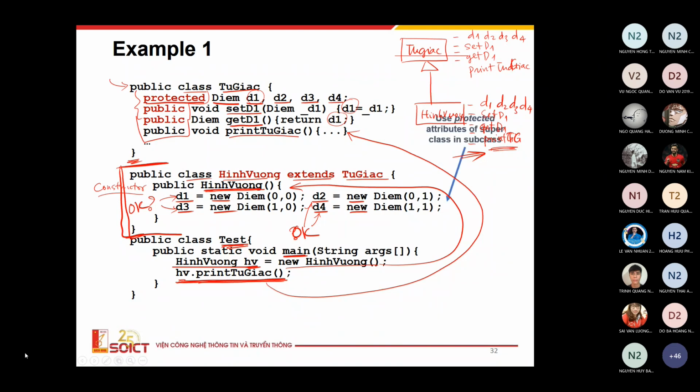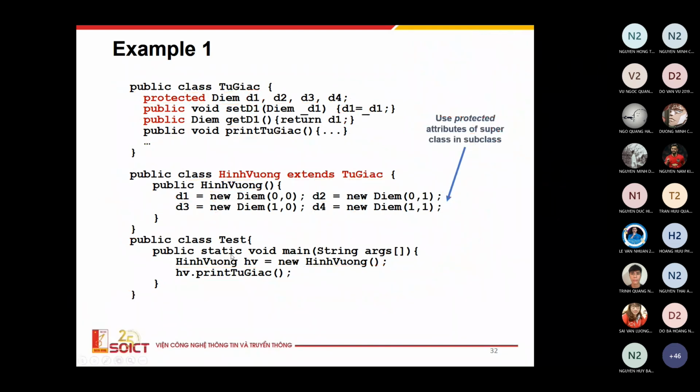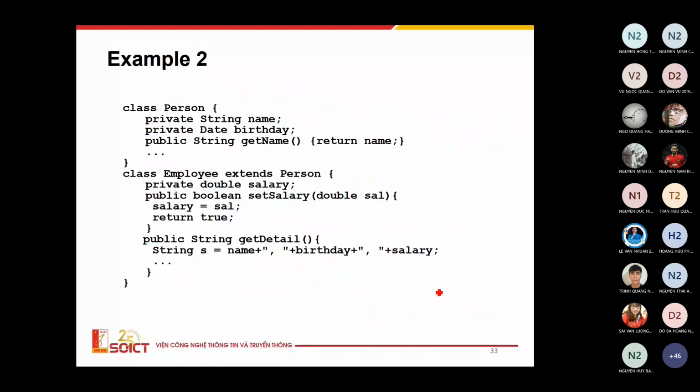Okay, go to the next slide. Yeah, what do you have here? Here, just remark to you that you can use the protected attribute of the superclass in the subclass. Okay, and here you have a call to the public method in the superclass. Okay. And in this example, who can read for me and who can decide for me the component or the member of the subclass?